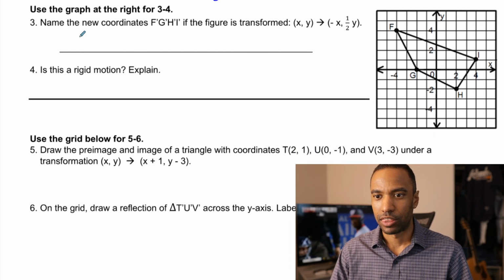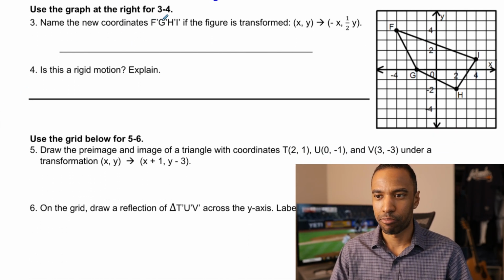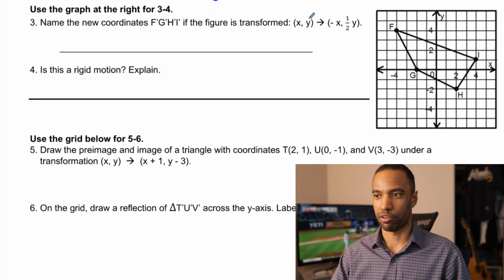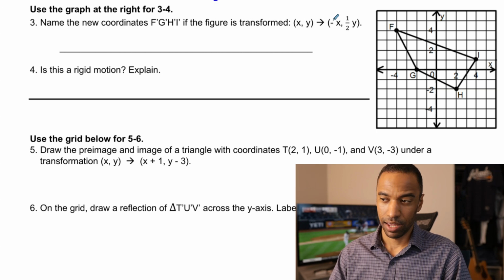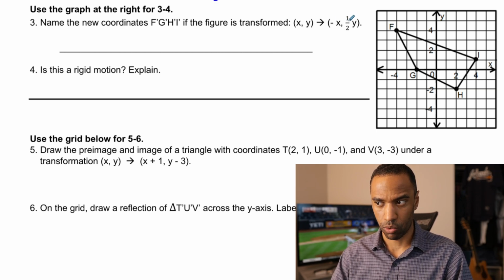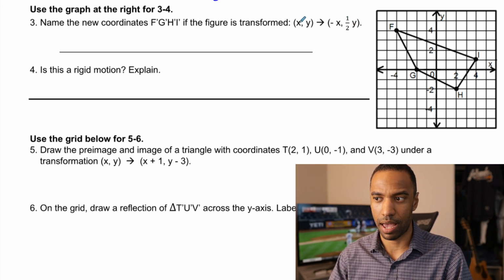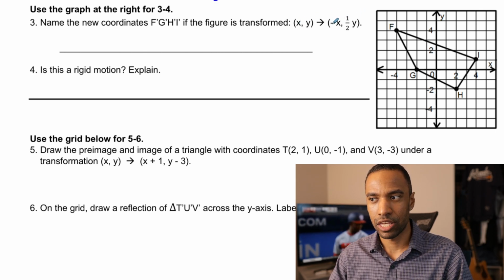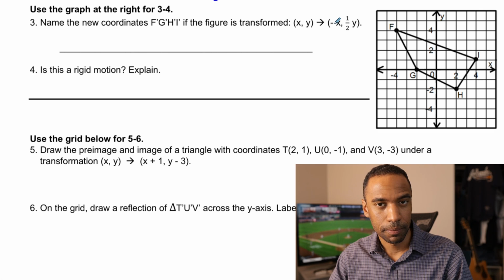All right. Numbers 3 and 4. Use the graph at the right. Name the new coordinates F prime, G prime, H prime, I prime if the figure is transformed from (x, y) to (negative x, 1/2 y). Basically what happens is the original x coordinate remains the same x value except you take its opposite sign.